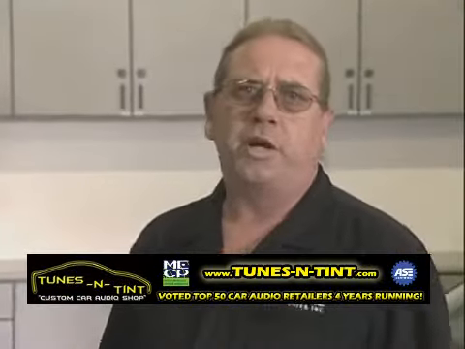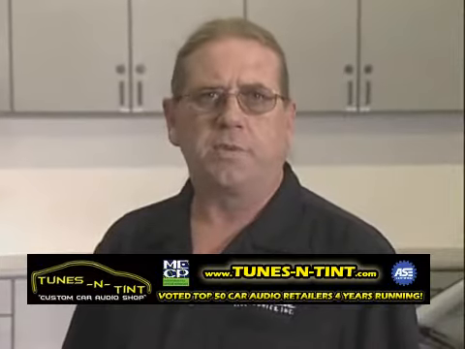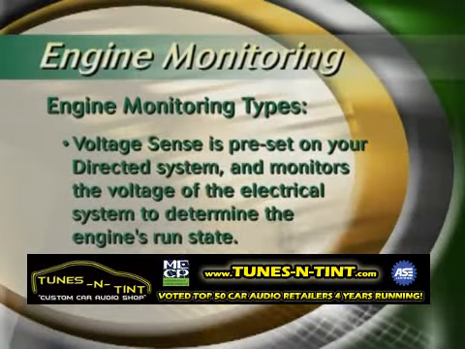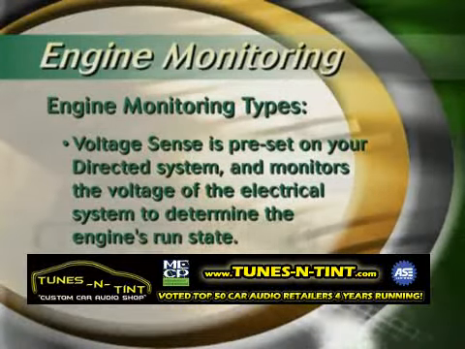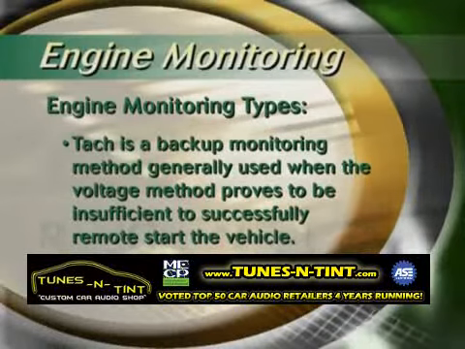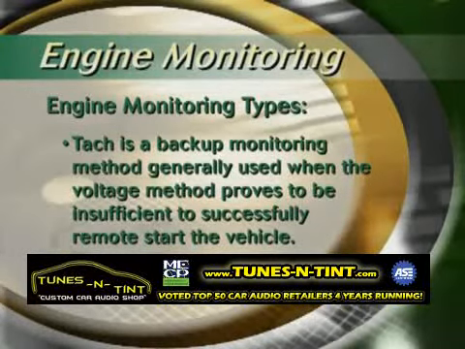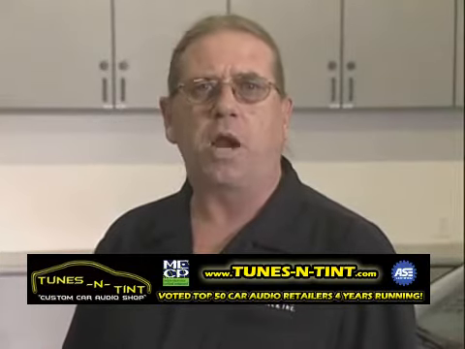There are two primary types of engine monitoring with regard to remote start: voltage sense and tach mode. Voltage sense is preset on your directed system and monitors the voltage of the electrical system to determine the engine's run state. Tach is a backup monitoring method generally used when the voltage method proves to be insufficient to successfully remote start the vehicle. This is an input wire and needs to see a strong source of AC current to properly monitor the RPM of the engine.